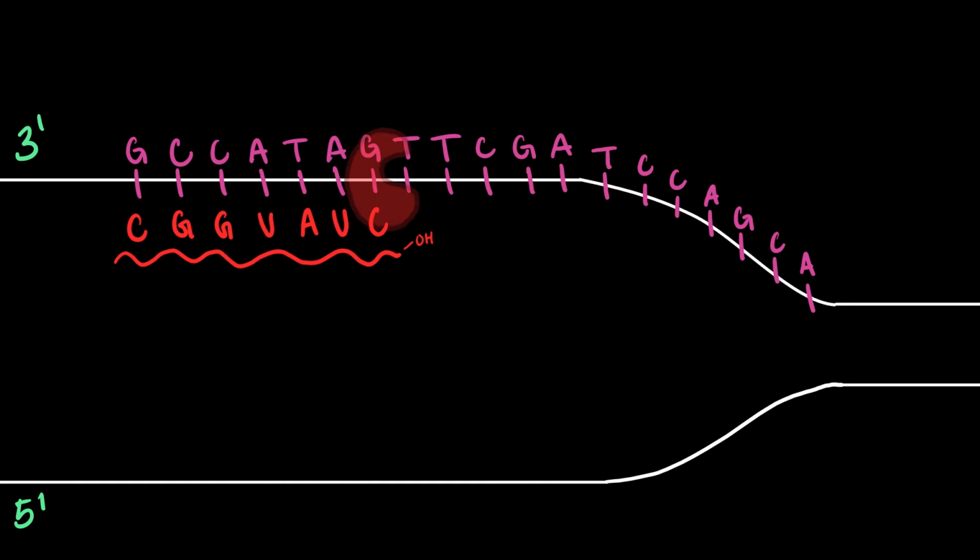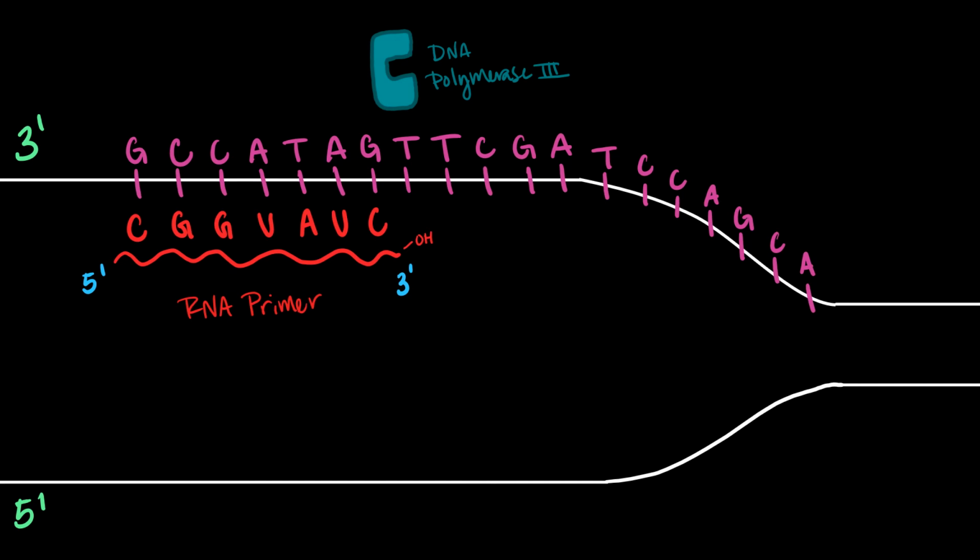Primase will synthesize what is called an RNA primer that is about 10 nucleotides long. Now that there is an existing 3' end, DNA polymerase can begin adding nucleotides and synthesizing DNA.